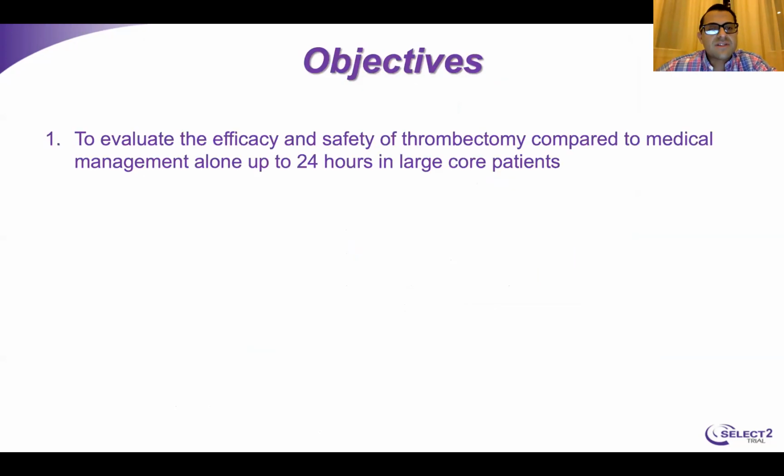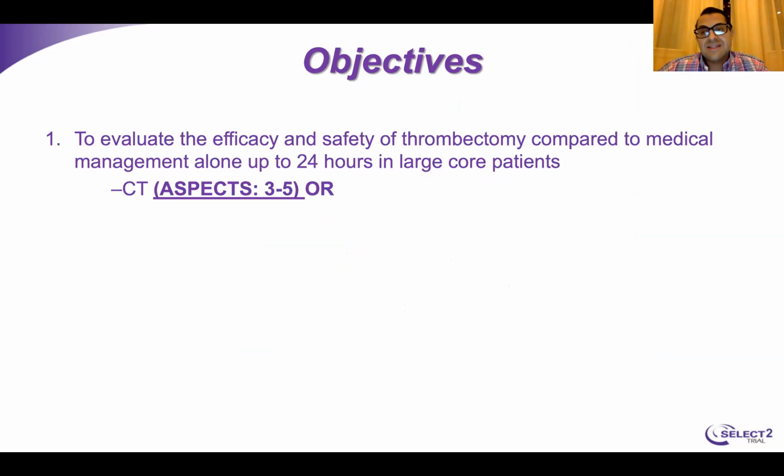So the objective of the SELECT study was to evaluate the efficacy and safety of thrombectomy compared to medical management alone up to 24 hours. Since we do have the Dawn data, I understand that the American Heart Association guidelines only recommend up to 16 hours because according to them, 2 studies covered that window. We would need to do another randomized study. Nobody in their right mind is going to do another randomized study. So we're going to treat up to 24 hours. It really is tissue. It's not time. So up to 24 hours in large core patients.